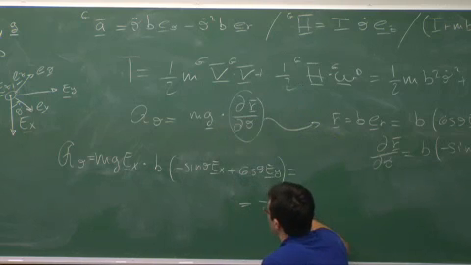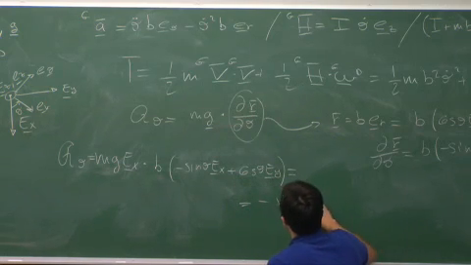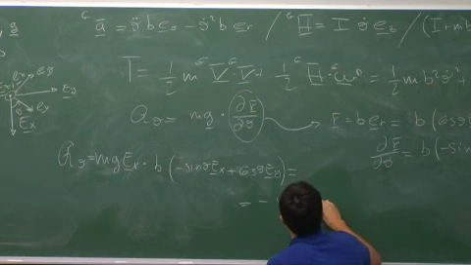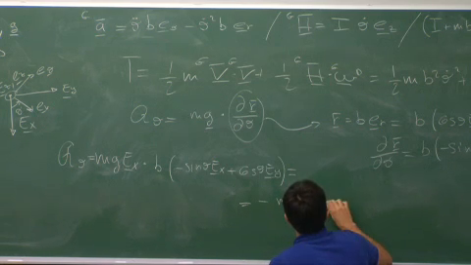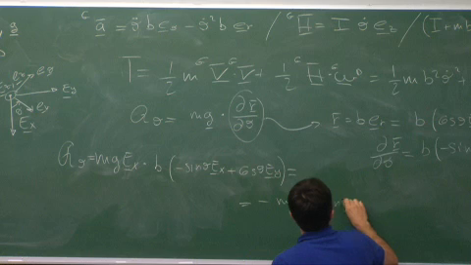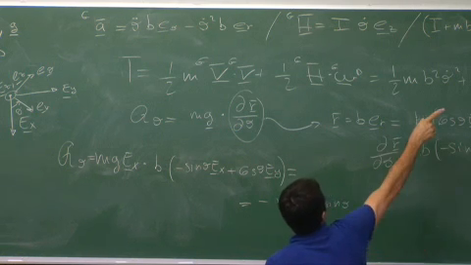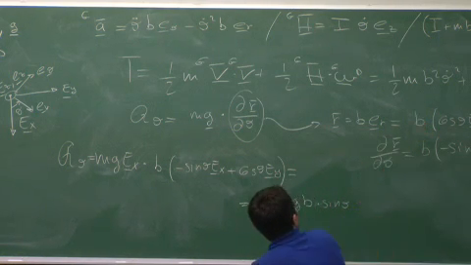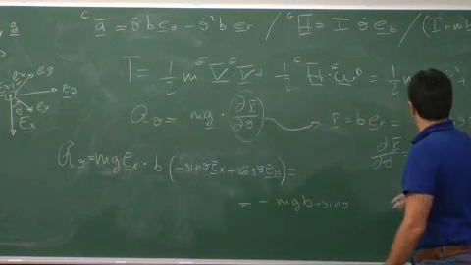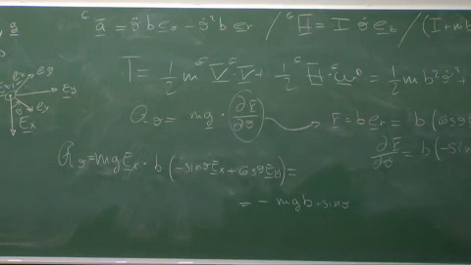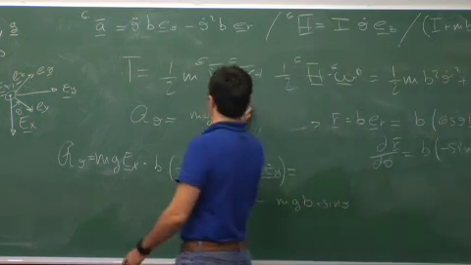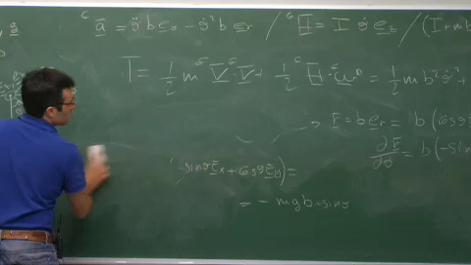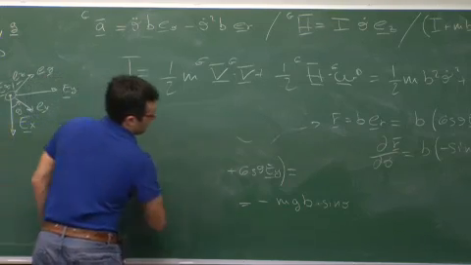I have a minus mgb sine theta. Yeah, that's it right there. So that will be your right-hand side of the equation. And then we'll take partial T, partial theta. That is 0, since there is no theta on that.